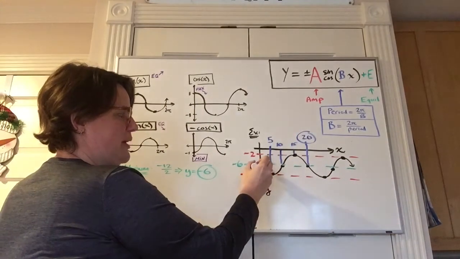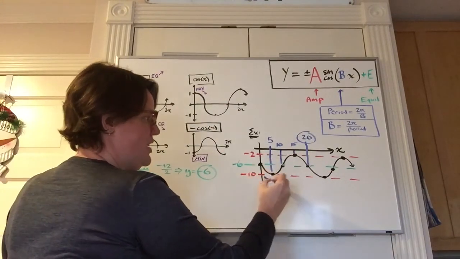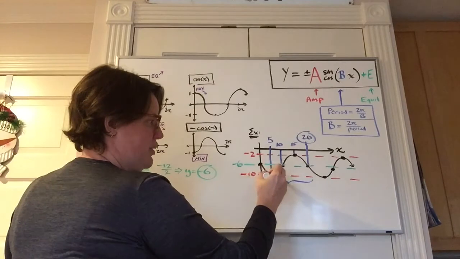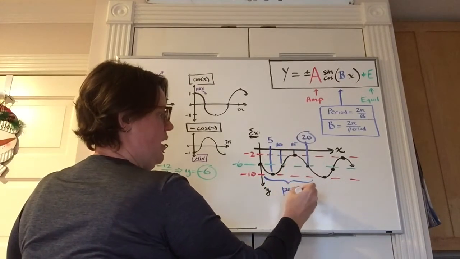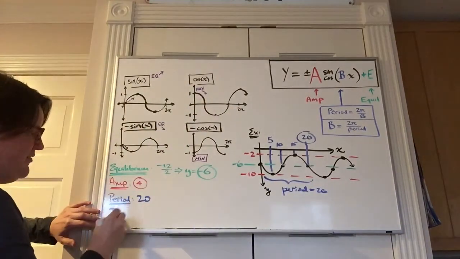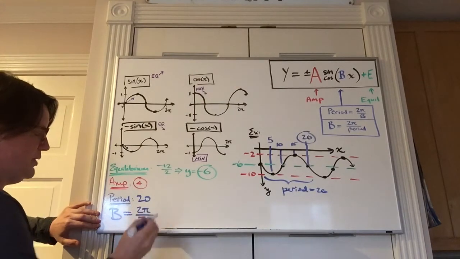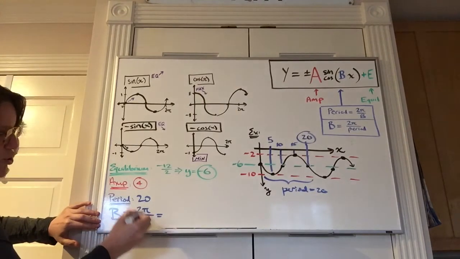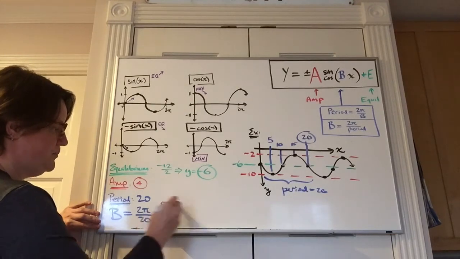You close the period whenever you have a full cycle, whenever the graph starts to repeat itself. So this right here, equilibrium to the bottom, back to equilibrium to the top to close out equilibrium, that's a full period of 20. And so we know that the b value, the thing that goes inside the equation, is 2 pi divided by the period. In this case, 2 over 20 makes 1/10. Our b value is pi over 10.